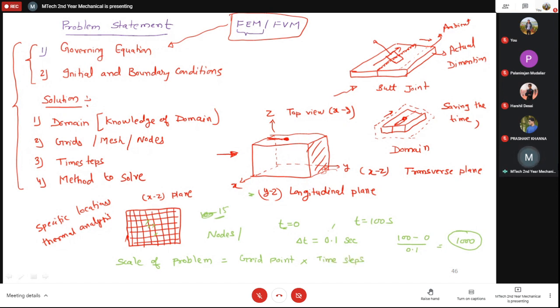Okay, so if you decrease the time step to 1 microsecond, or let's say 0.01, your number of time steps will increase, which will ultimately increase the scale of the problem, and the problem will consume more time. In a similar way, if your grid size is small and you are defining more grid points, more nodes, then as the grid points increase, your time steps will increase.